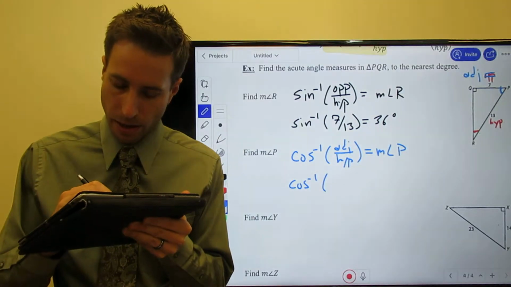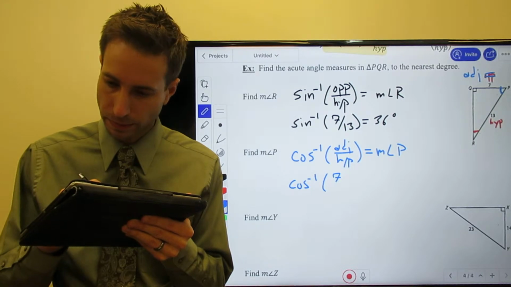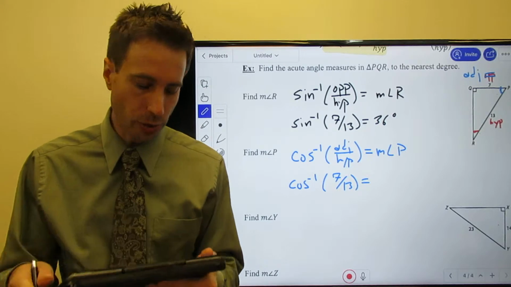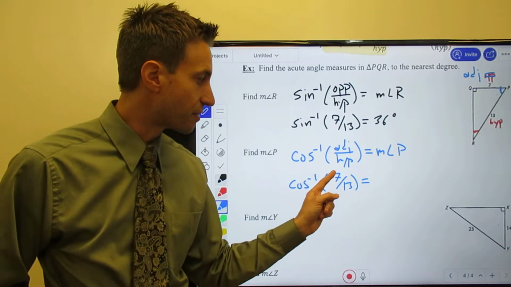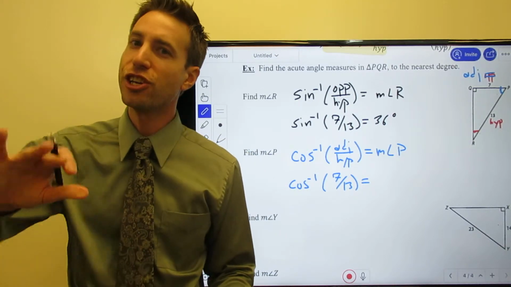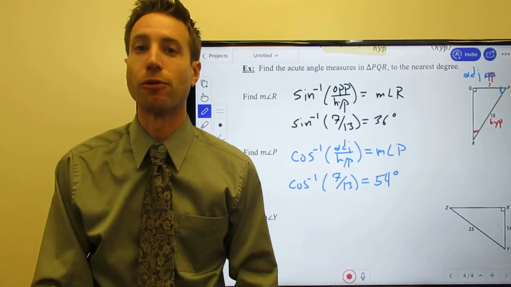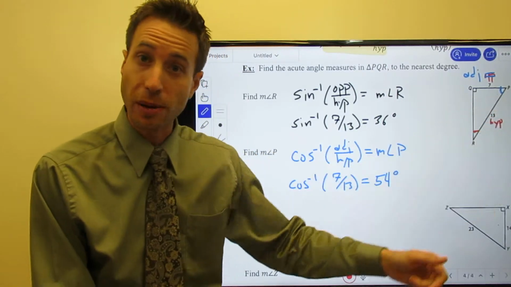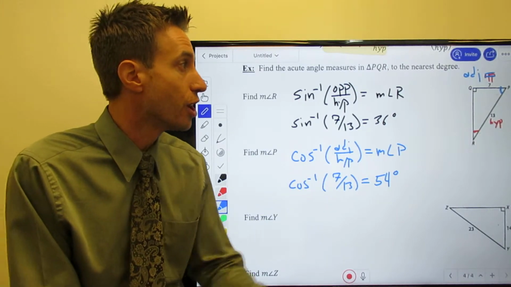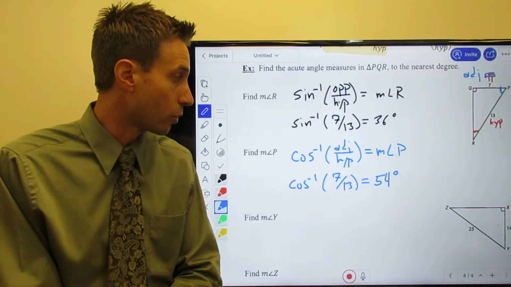Cosine minus 1 of 7 over 13 is equal to, again, the inverse cosine of 7 divided by 13. Don't fat finger something on your calculator. Just hit enter. You're going to get a decimal, but if you round to the nearest degree, you'll get 54 degrees. So whether you use the triangle sum theorem or just go ahead and do the inverse cosine function, you'll get a measure of 54 degrees for angle P.